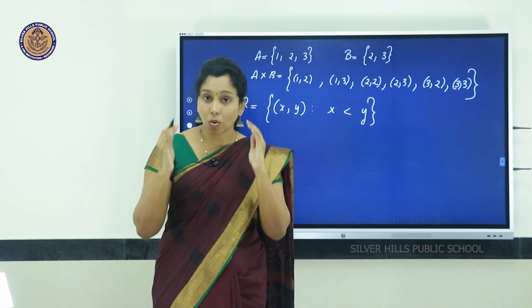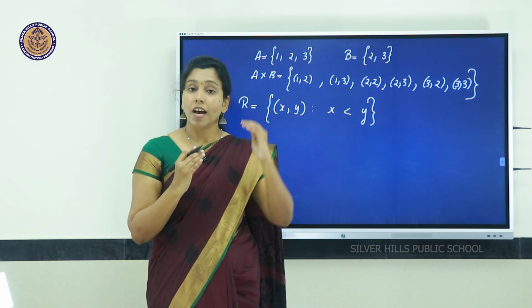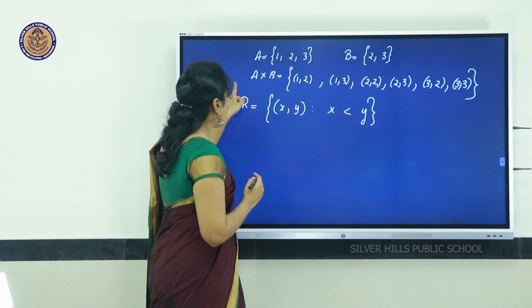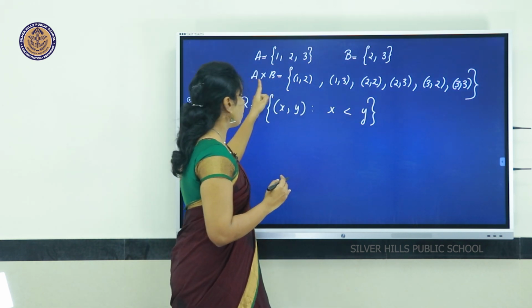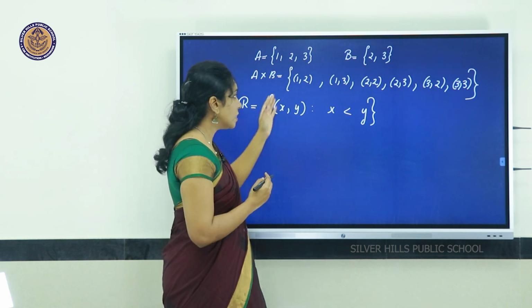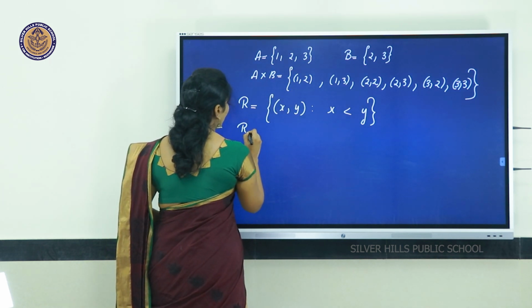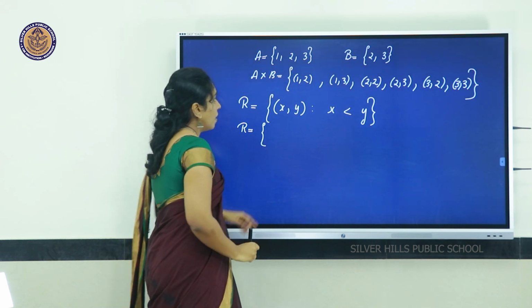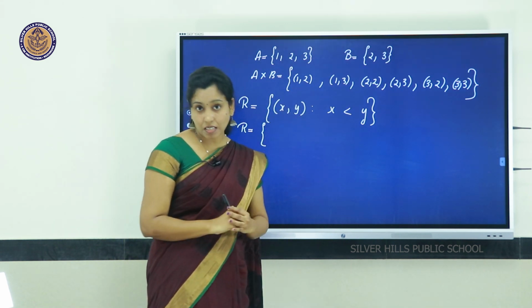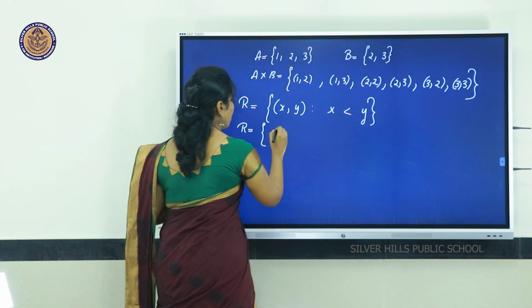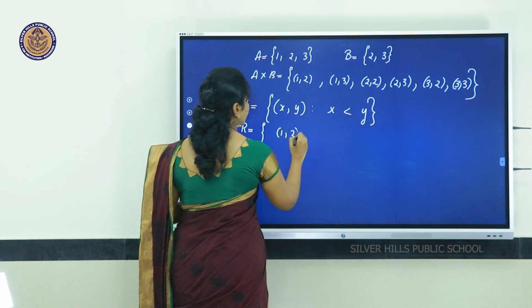So I need those pairs such that the first member is less than the second member. So I have the entire members of A cross B here. It's listed. So let me see which all members I can include in this collection. Can I include 1, 2? Yes, I can. Why? Because 1 is less than 2. So I am going to include 1, 2 here.